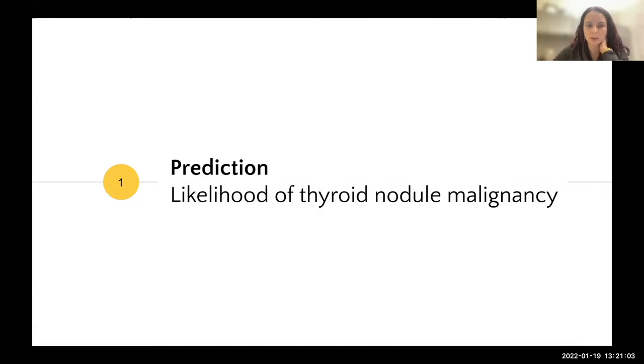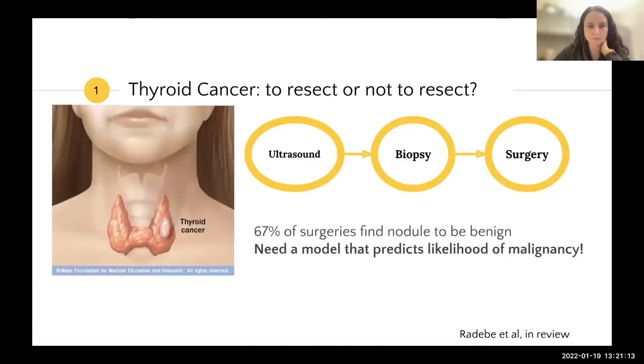So here's example number one. It's a prediction problem with a likelihood of thyroid nodule malignancy. Probably many of you know, thyroid cancer is not determined finally and fully until resection. If there is a suspicion of malignancy, there is an ultrasound, followed by, if there is a further suspicion, a biopsy and then surgery. As a result, 67% of the surgeries, at least those done here at SickKids, found the nodule to be benign, so it didn't necessarily need to be resected.